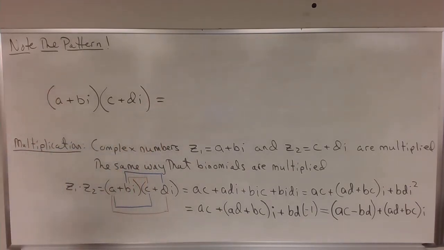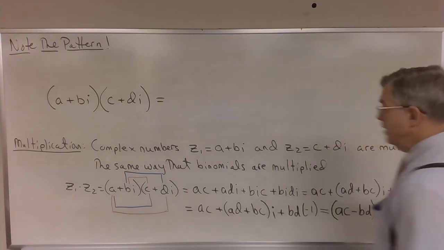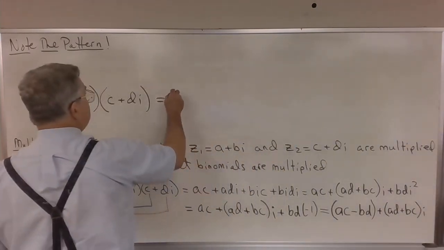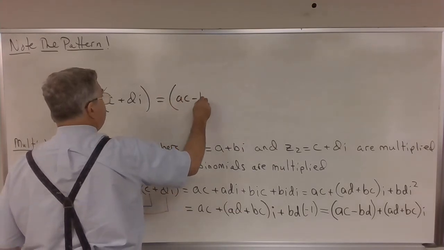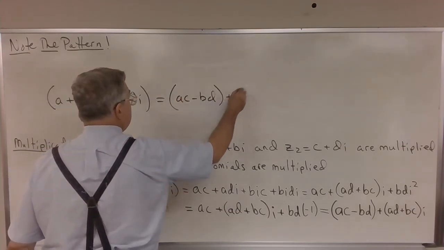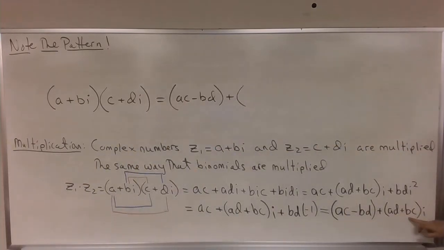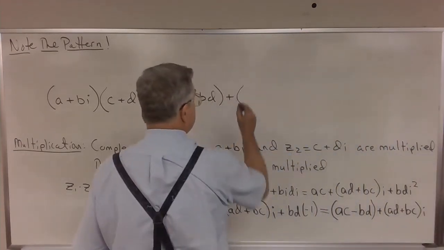And what did we get? We got AC minus BD, that's the real part. And the imaginary part, that was AD plus BC times i.